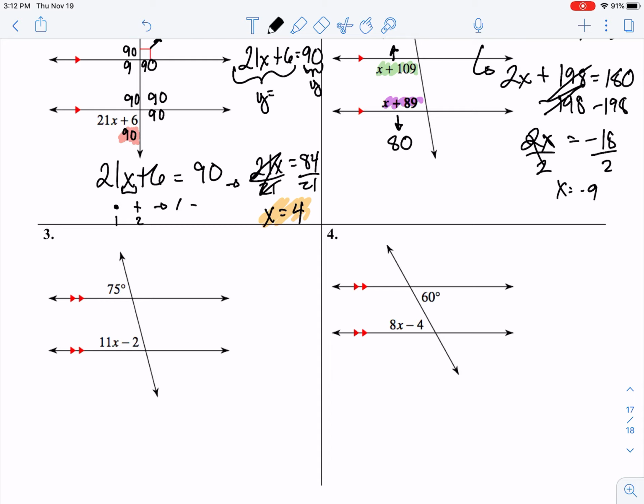Okay, and then we're going to do the same things for 3 and 4, right? If they're the same size, set them equal to each other. If they're not the same size, add them together, make them equal 180.